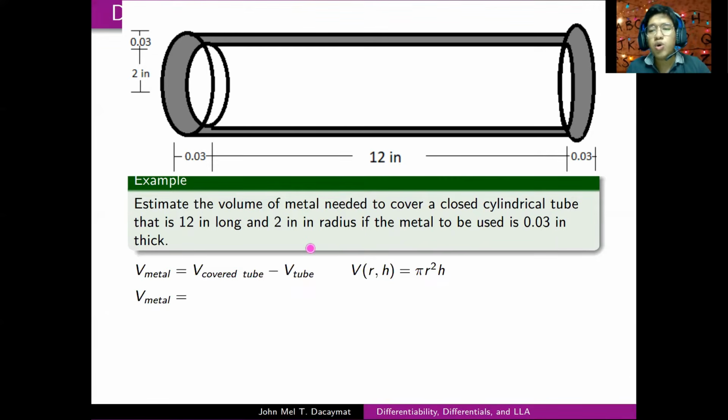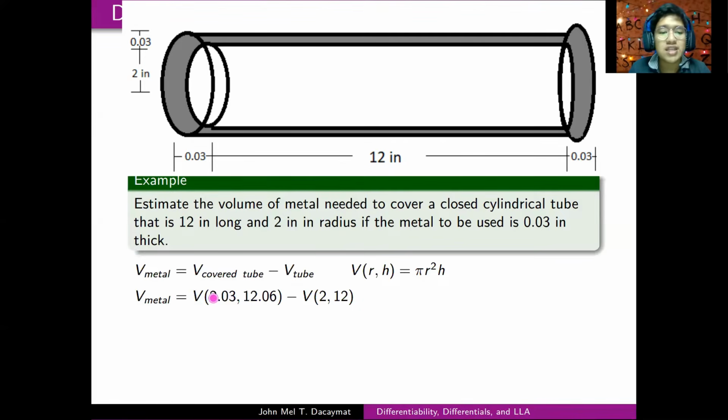so ano yung mismong i-approximate ko? Edi yung volume ng covered tube, which is just V of 2.03, 12.06 minus V of 2, 12. V of 2.03, 12.06, ito yung volume ng covered tube. Ibig sabihin, it's the volume of a cylinder with radius 2.03 and height 12.06.